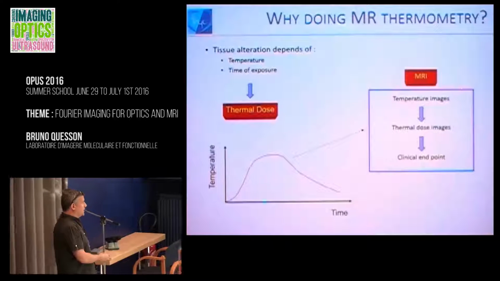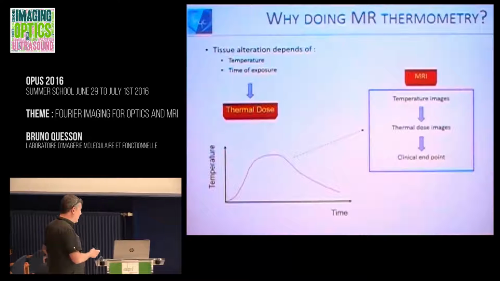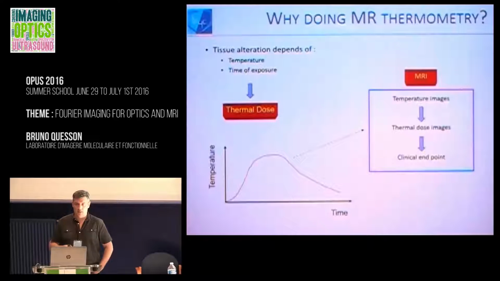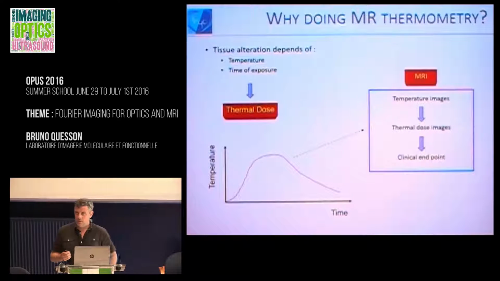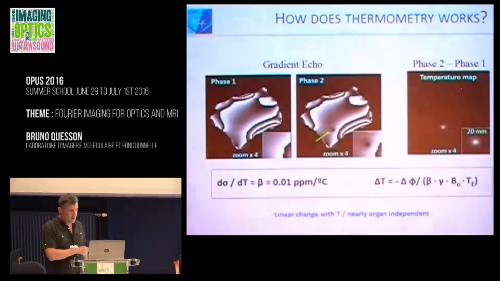And you can use this as a metric for predicting that you have effectively deposited enough energy into your pixel and that you consider this pixel is burnt. Okay, so I want to destroy this tissue. How does it work?